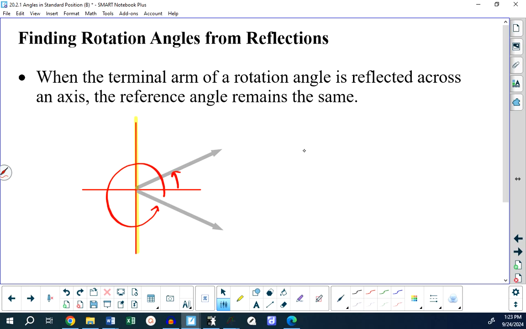Boy, that'll start your heart, eh? I've got two rotation angles up there. The terminal arm that lies in quadrant 1 has been reflected vertically across the x-axis. The vertical reflection happened across the horizontal axis. I have two rotation angles, but they have the same reference angle. If this angle in here is the reference angle for the first rotation, this is the reference angle for the second. They're the same numbers. This is the point of what's being said here.